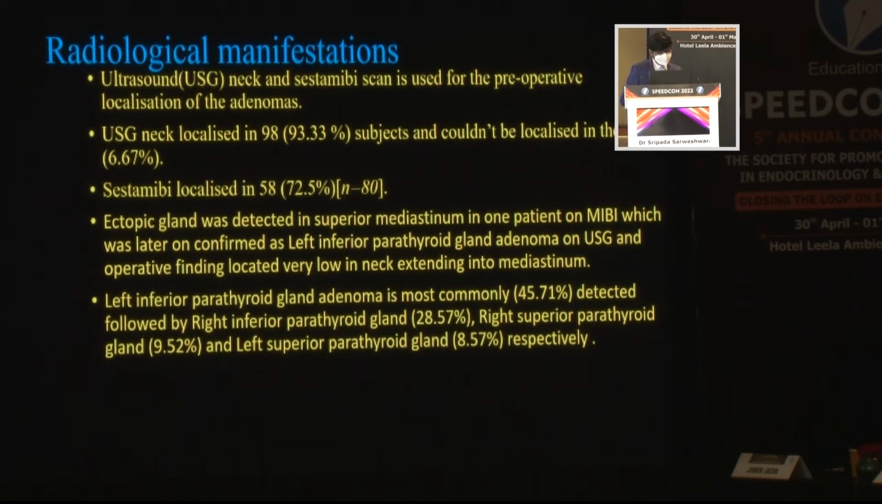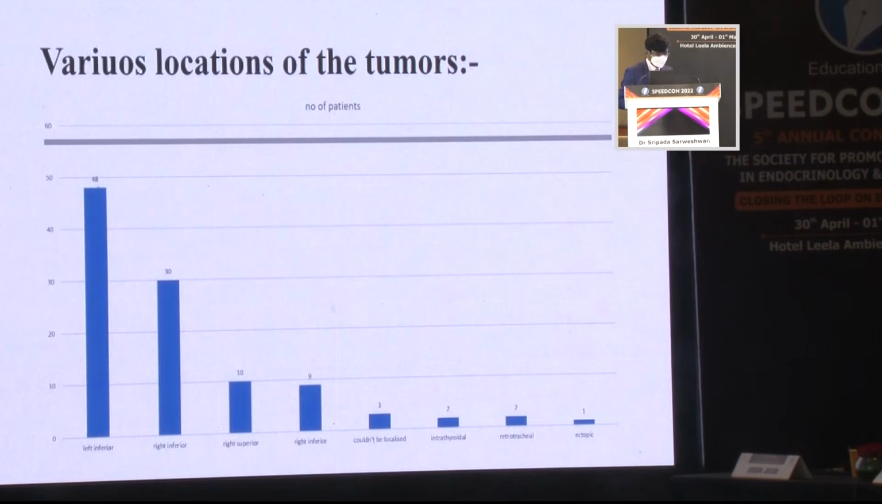Of the adenomas, the most common was left inferior parathyroid adenoma, detected in about 45.7%, followed by right inferior parathyroid adenoma, and least common was the left superior parathyroid adenoma. These are the various locations of the tumors on the ultrasound neck.